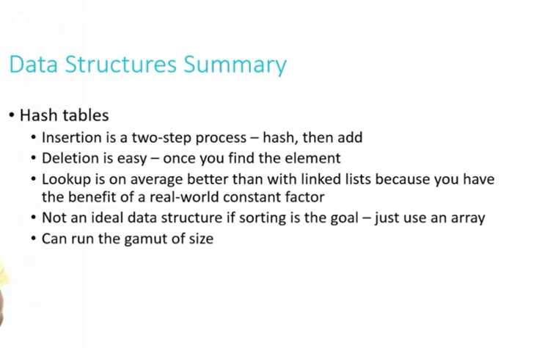If you're using probing or if you're not using chaining at all in your hash table, deletion is actually really easy. All you need to do is hash the data and then go to that location. And assuming you don't have any collisions, you'll be able to delete very quickly. Now, lookup is where things get a little more complicated, right?